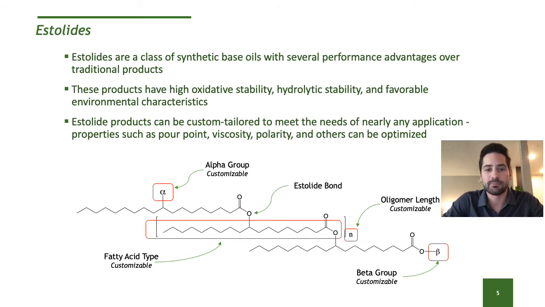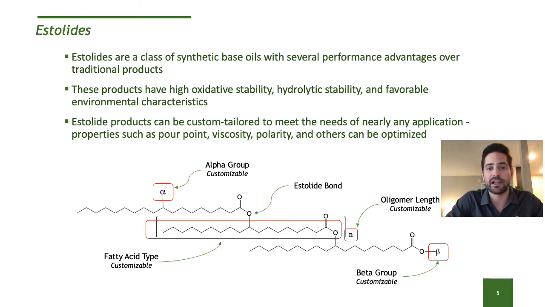These products, because they're synthetic in nature, can really be custom tailored to meet the needs of just about any application. Properties such as pour point, viscosity, polarity, and many others can be optimized and adjusted. If you look down below, you can see the different functional groups that can be modified in the synthetic process. There's the alpha group, which sits on top of the top fatty acid chain. That can be modified. In the middle, the fatty acid length can be modified. It can be shorter, it can be longer, it can be branched. The length of the oligomer can be modified.